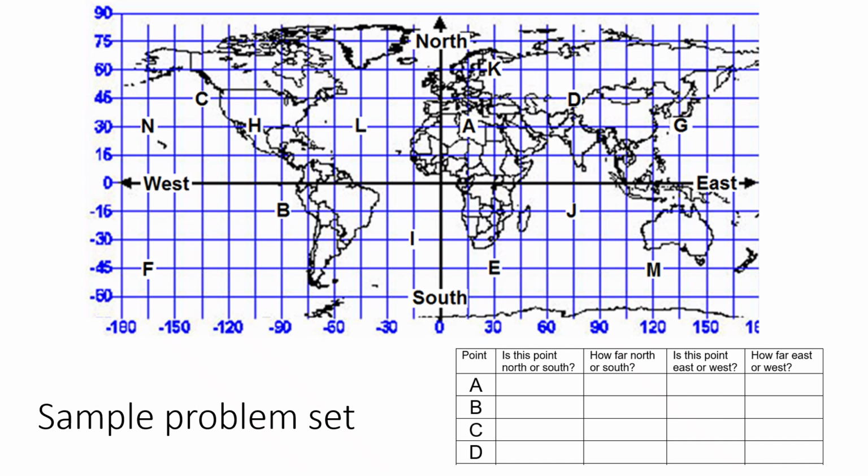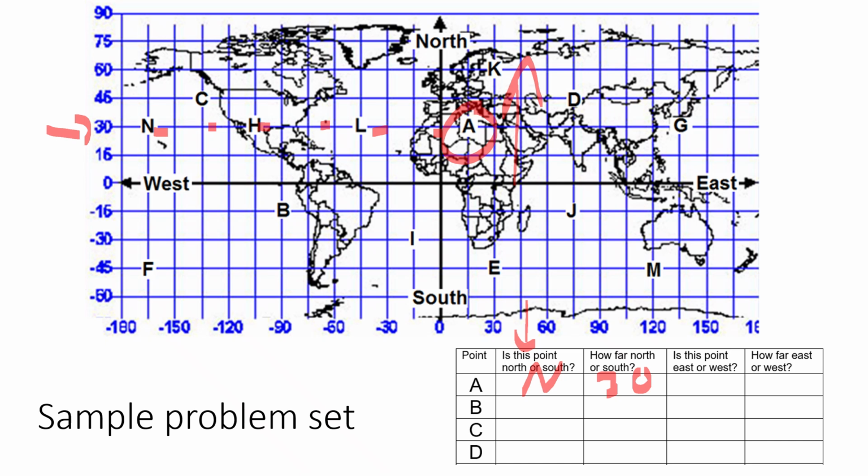Now we're going to do some sample problems here. This is going to be part of the summary document we're going to do. And let's do one or two together. We're going to look at point A here. And the first thing you got to say to yourself is, is this point north or south? Well, we see A is going this direction from the equator, so that is north. Well, how far north is it? Well, we come over here to the line of latitude, and we see it's on that line that is 30 degrees north from the equator. So we'd say it's 30 north.